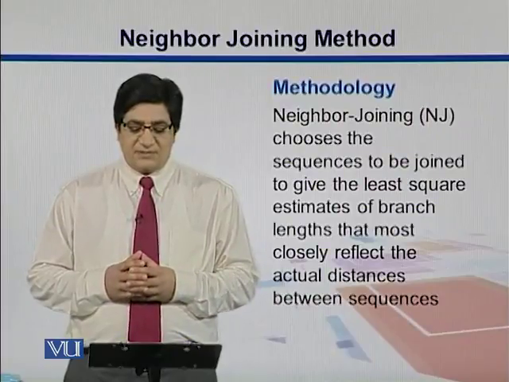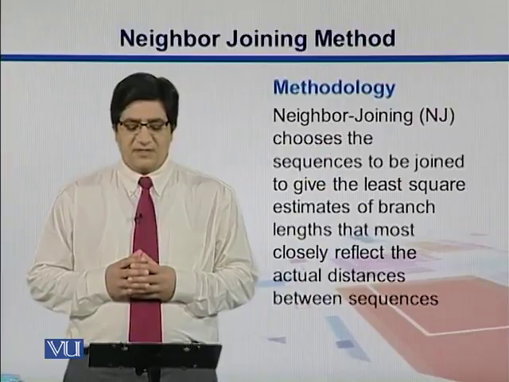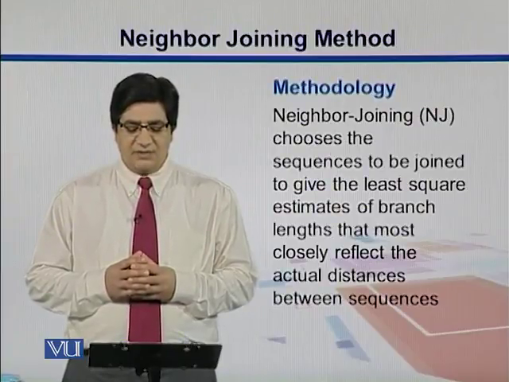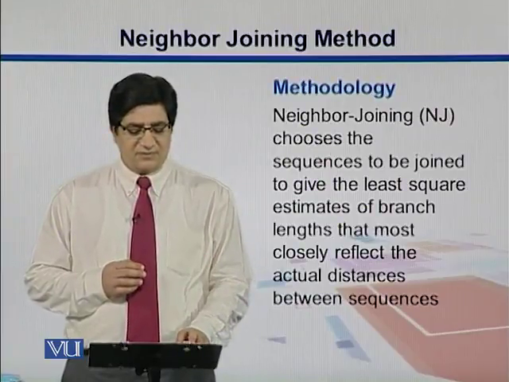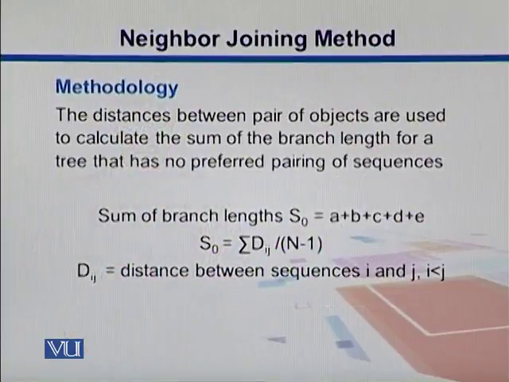So NJ chooses the sequences to be joined to give the least square estimates of the branch lengths that most closely reflect the actual distances between those sequences. Here is the overall methodology. The distances between pairs of objects are used to calculate the sum of the branch lengths for a tree that has no preferred pairing of sequences.